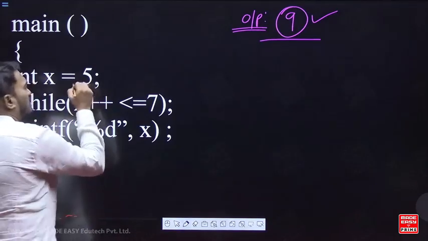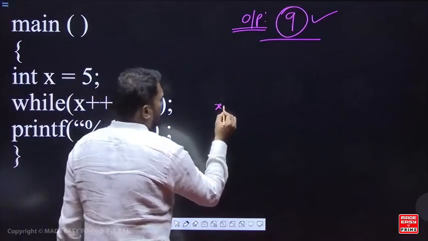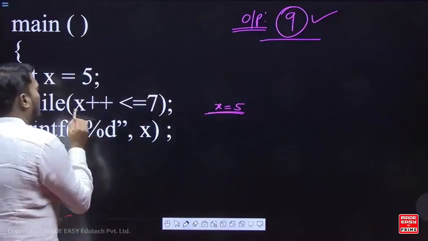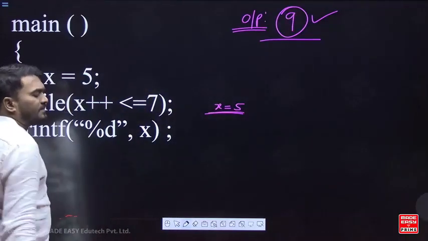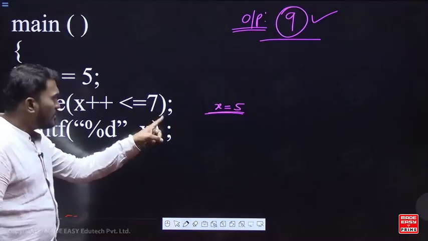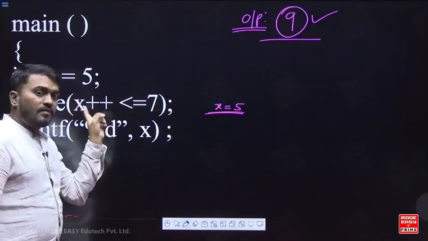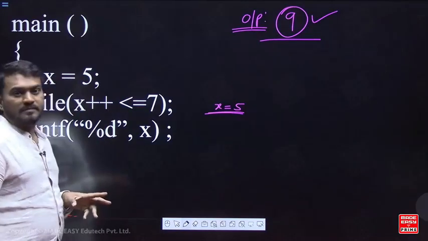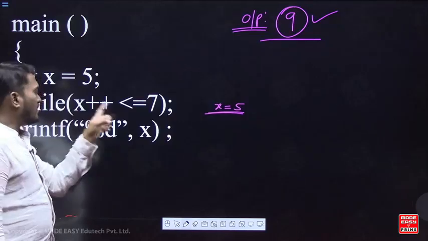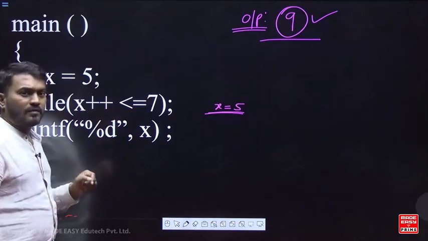Just listen here. Initial value of x is what? 5. Initial value of x is 5. Look here, what is the meaning of while semicolon? I told you just now. While semicolon means if the condition is true, it will keep on rotating in the same while loop. If the condition is false, it will come out of the while loop.